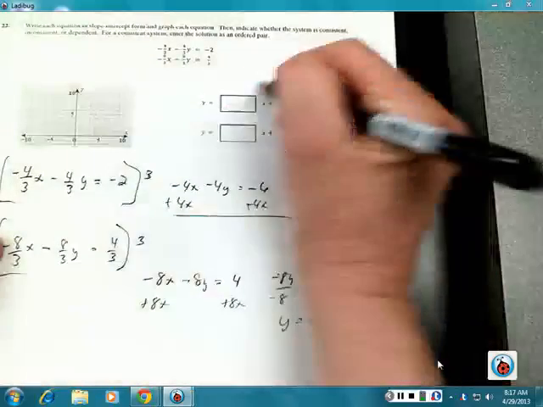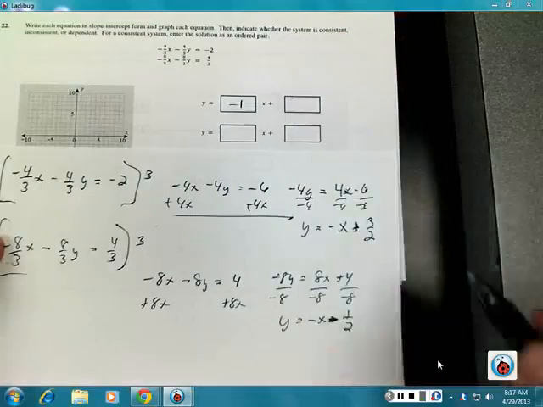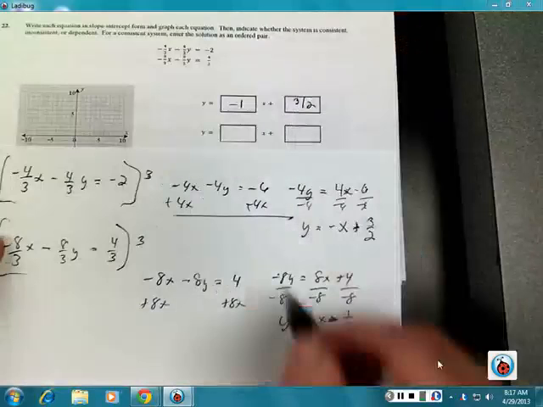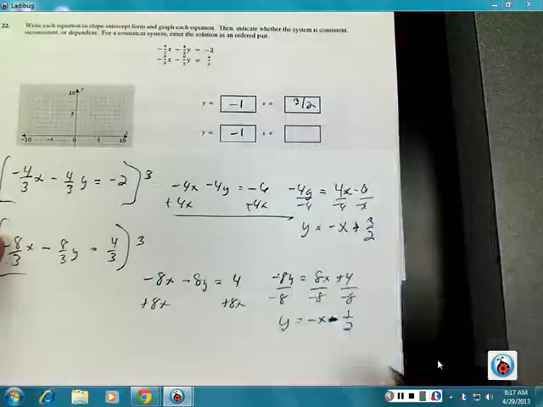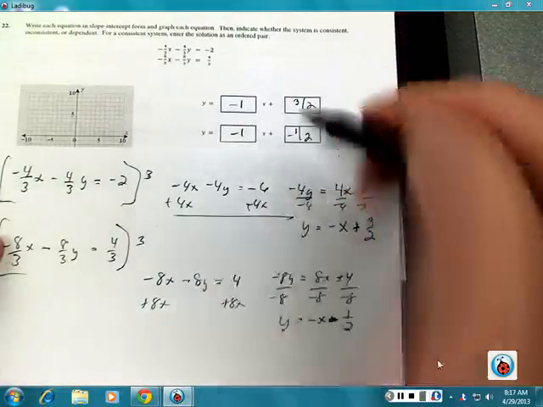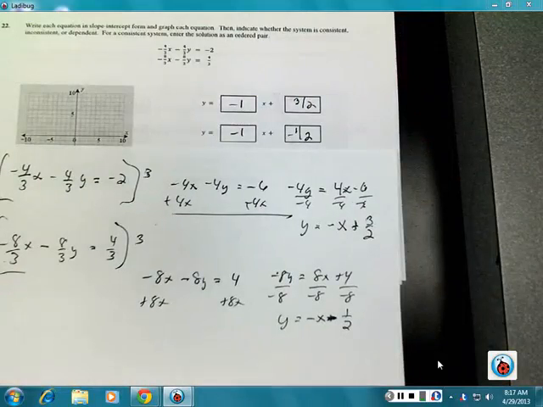So I have negative 1, and I have 3 halves. And in the bottom one, I have a negative 1, and I have negative 1/2. So when I graph that, what do you think is going to happen? If I plot it in there, what's going to happen to those two? They're what? Parallel. Yep. They're going to be parallel to each other.